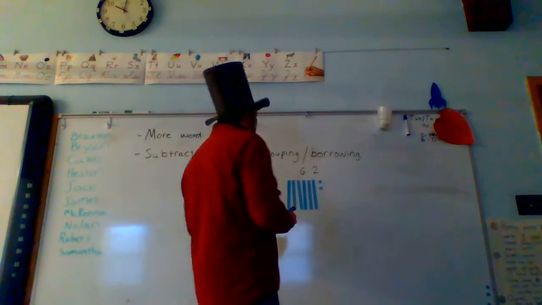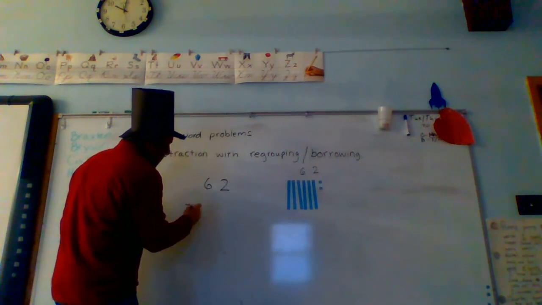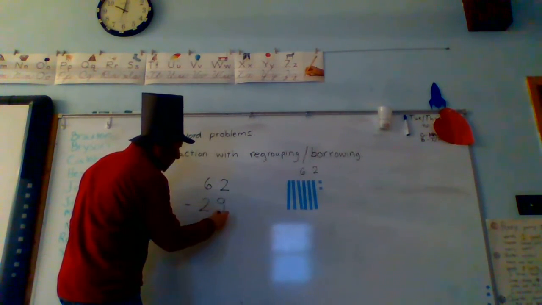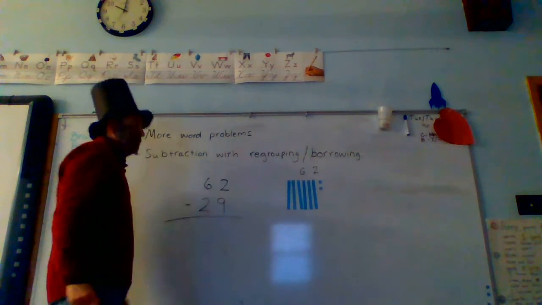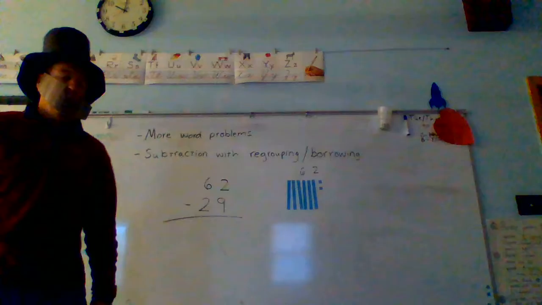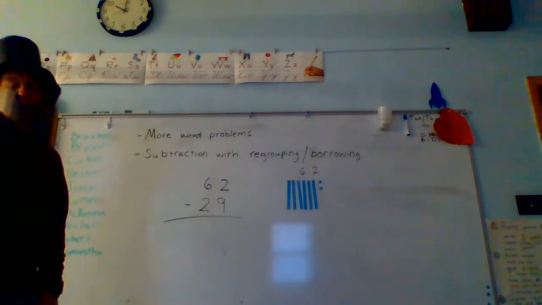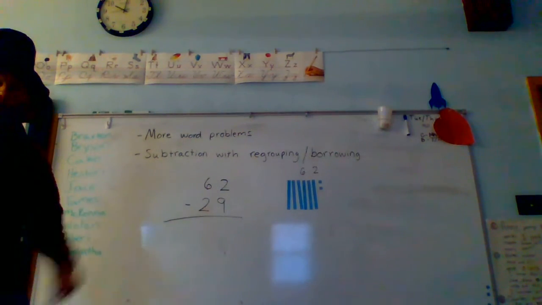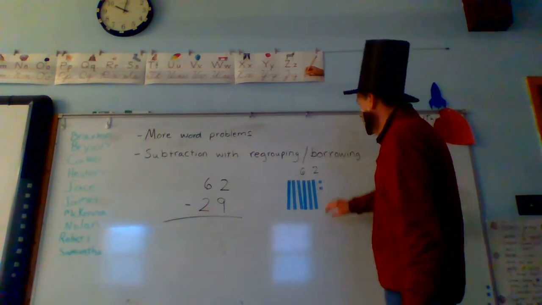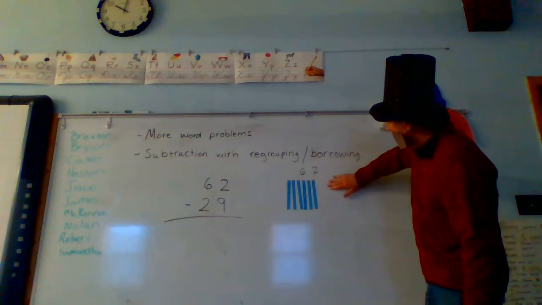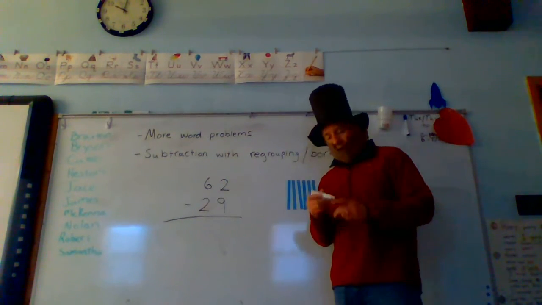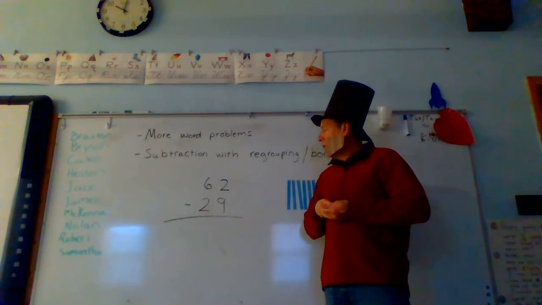All right, so we have 62. What if I have 62 minus 29? Yes, we do have to regroup. We have to borrow, right? How do we do that? Now, some of you just know right away this is what we do. I'm going to show you with the 10 sticks why we can do this. So if we have 62, first of all, why do we have to borrow? Why do we have to regroup?